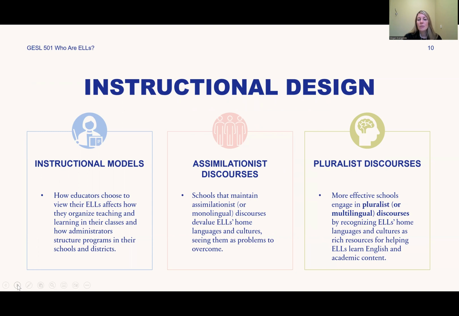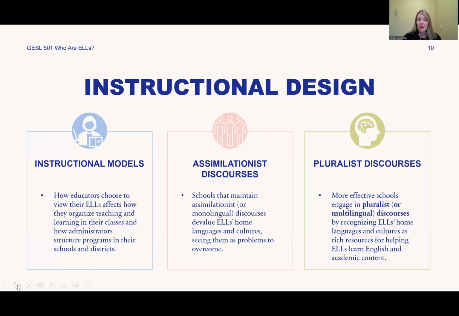We want to make sure that we're really focusing on a pluralistic discourse, or a multilingual discourse, that recognizes the student's home language and culture as a rich resource for helping ELLs to learn new information. So our students come with a lot of background knowledge, potentially just totally different experiences than our native English speakers. So how can we draw on their experiences and their first language as an asset?